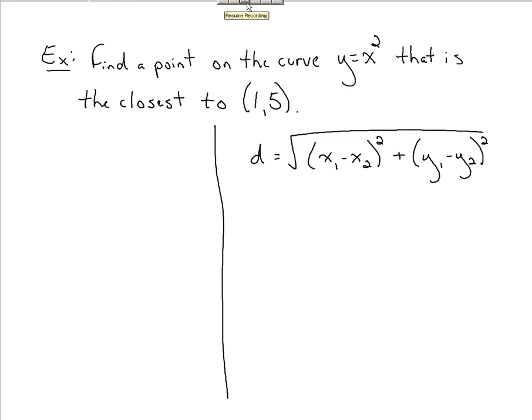So if we're finding a point on this curve that is the closest to the ordered pair 1, 5, what closest means is we're talking about a minimum distance here.